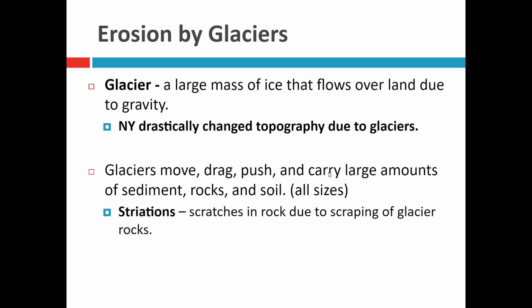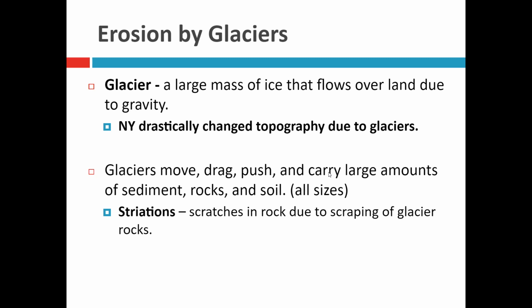Glaciers are large masses of ice that flow over land. And this drastically changed our landscape here in New York State. We're going to be focusing on glaciers as a separate study, so I won't talk about them too much. What I just want to mention is the fact that glaciers can drag and push and basically destroy a landscape and push all the sediment out of the way, almost like a snowplow pushes snow down the street.